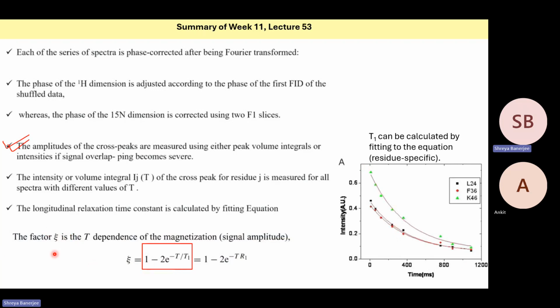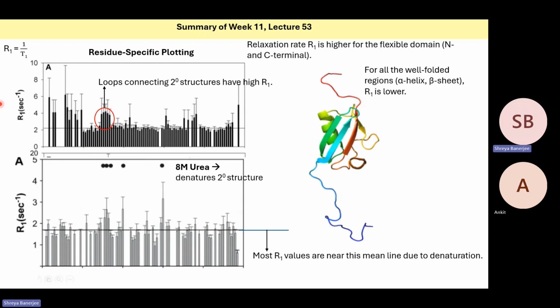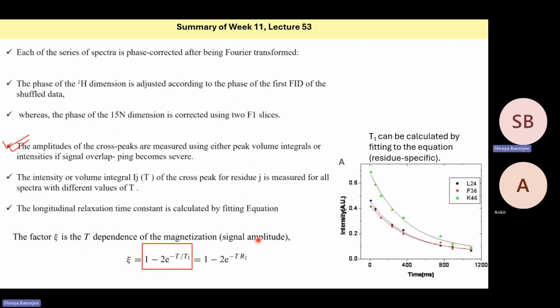We saw this equation of epsilon, the signal amplitude. So if we fit the values that we obtained to this equation, that is epsilon is 1 minus 2e to the minus t by T1, or 1 minus 2e to the minus tR1, then that will help us get the longitudinal relaxation rate R1. So this is the set of experiments for calculating the longitudinal relaxation rate.